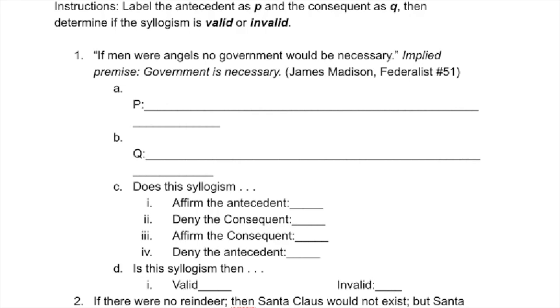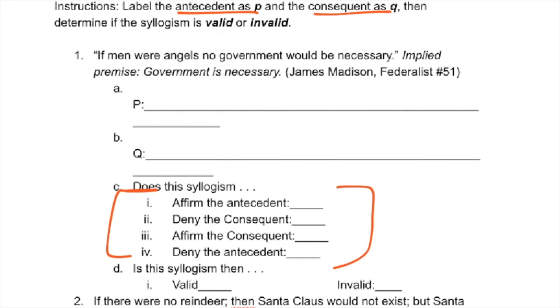So for each one of these hypothetical syllogisms here, we're going to work through it. We're going to need to label the antecedent as P, the consequent as Q, and then see which of those four steps, whether it affirms the antecedent, denies the consequent, or denies the antecedent or affirms the consequent, to determine whether or not these syllogisms are valid or invalid. They don't always have conclusions or even the second premise to a hypothetical syllogism, but they're still pretty easy to work out. Let's go ahead and get started.